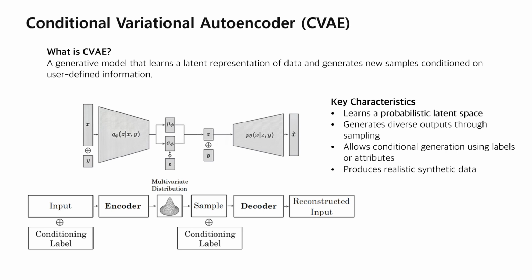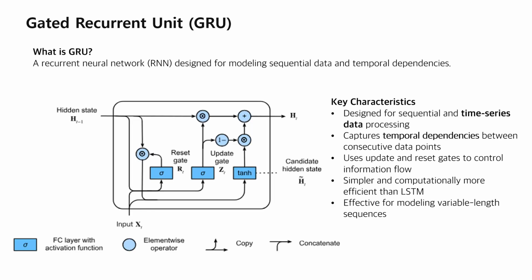So what is a CVAE? The conditional variational autoencoder is a generative model that learns a latent space and generates new samples conditioned on given information: diverse, controllable, and realistic. The gated recurrent unit, the GRU, is a recurrent network for sequence data. It captures temporal dependencies through update and reset gates, and it's lighter than LSTM. So I chose the GRU compared with the LSTM. It's well suited for variable length sequences.